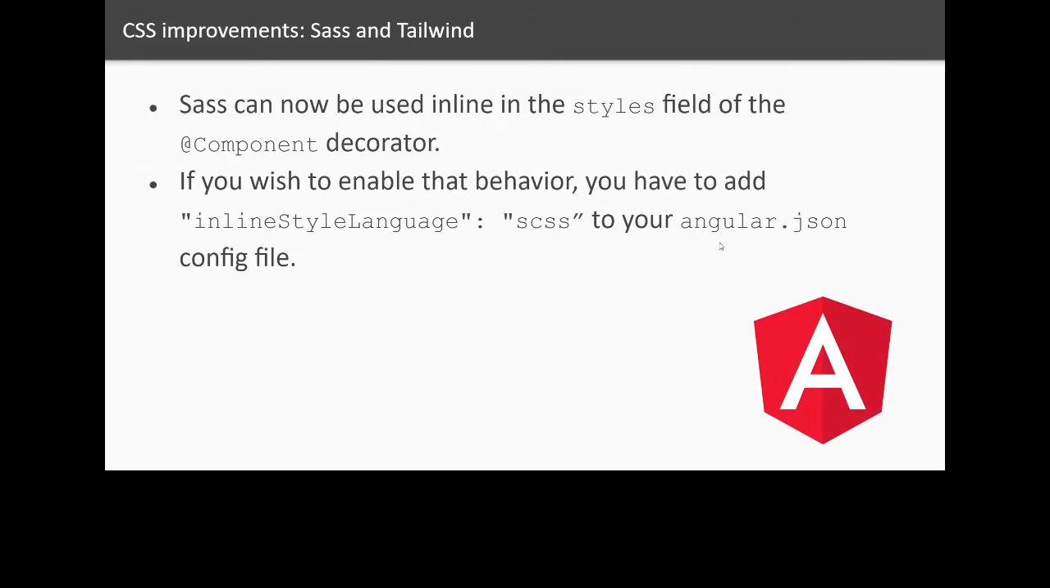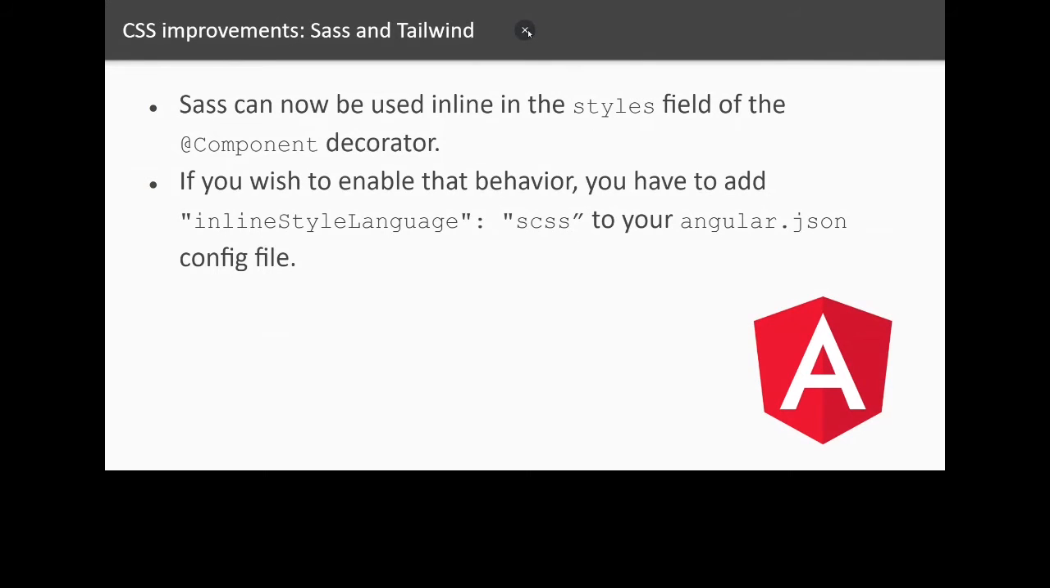So if you like to use inline styles and you use the styles decorator within your component class, now you can use Sass in here. That was not the case before. So that's one of the new features available. And in order to do so, once you upgrade to Angular 12, you would have to go to angular.json. And here you would add inline style language as CSS.